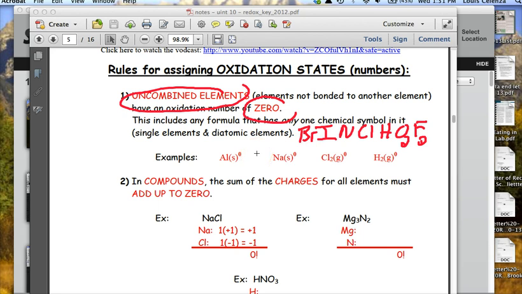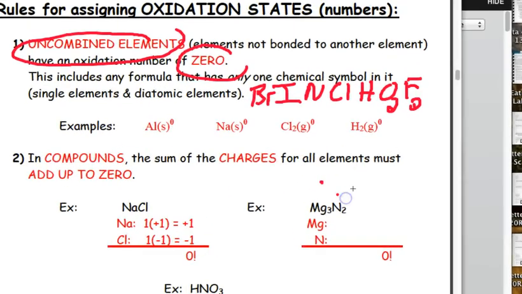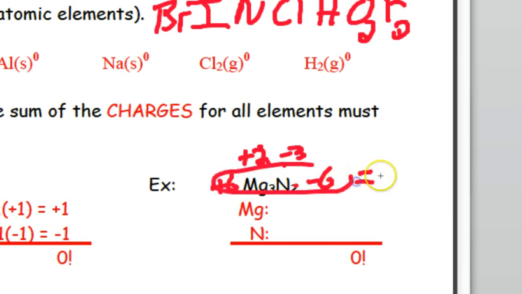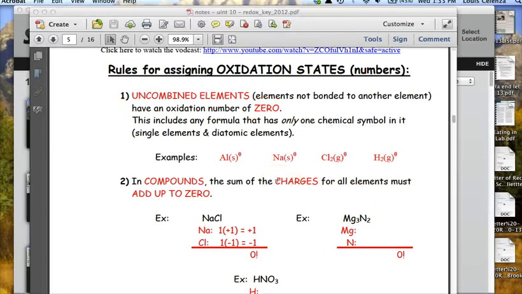Another thing that we talked about was that in compounds, the charges, the pluses and minuses, have to add up to 0. And you might say, well, wait a minute, how does this add up to 0? Well, magnesium's a plus 2, if you look on the periodic table. 3 times plus 2 is plus 6. And nitrogen is a minus 3. 2 times minus 3 is minus 6. So the plus 6 and the minus 6 do add up to 0. Okay, let's move on to the other rules.